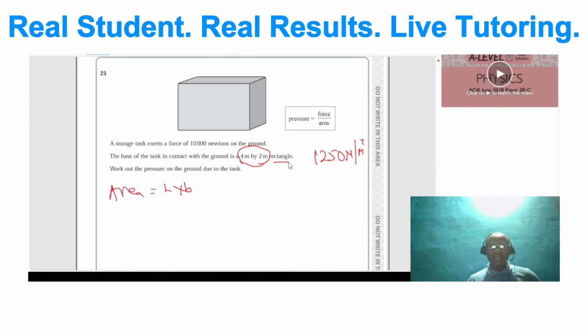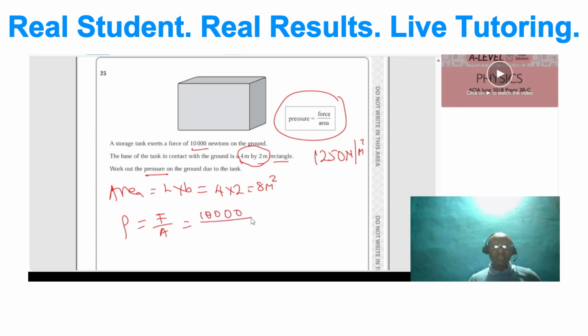It is a rectangular shape there, a rectangular base, which is 4 multiplied by 2, and that is going to be 8, and it is in meter square. All right. But then, they have given us the formula to use, that the pressure that we are asked to work out, pressure is equal to force all over area. And the force here is given, which is 10,000, then divided by the area we got, which is 8.